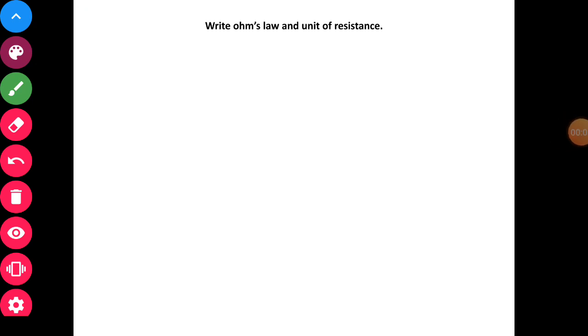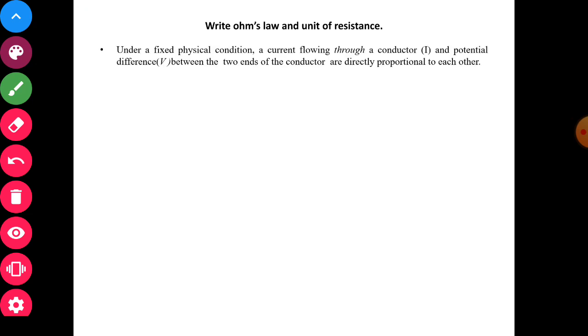Today's new topic: write Ohm's law and the unit of resistance. Now Ohm's law is very common for you. You have studied that under fixed physical conditions, the current flowing through a conductor, that is I, and the potential difference V between the two ends of the conductor are directly proportional to each other.